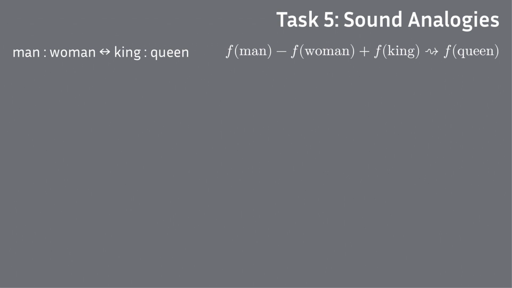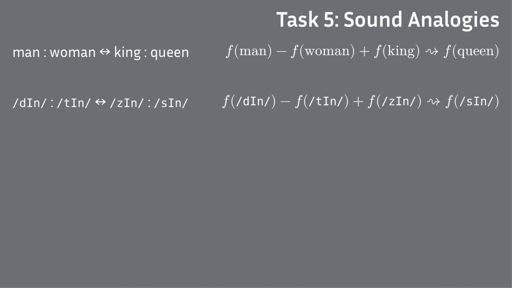Formally, there is a transformation happening on each side of the equation. We are changing the gender and turning the man into a woman. We then apply the same transformation on the right side by turning the king into a queen. We can do the same thing for our phonetic word embeddings. In this example, we change din into tin by removing voicing from the first phoneme. On the right side, we expect the same thing to happen and we change from zin to sin by removing voicing. Again, we can computationally approach this by subtracting tin from din and adding zin. Then we would expect that the closest word in our embedding space would be sin.